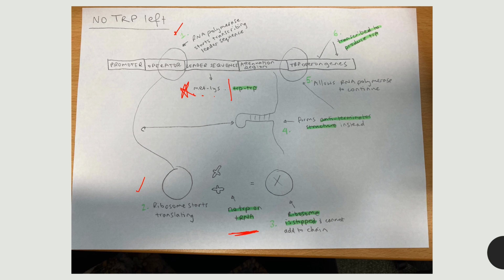So that means that RNA polymerase can continue on. This is the formation of this anti-termination structure, anti-attenuation structure, whatever you want to call it. This forms, which does not prevent RNA polymerase from continuing on. It stops the ribosome, but it does not stop RNA polymerase, which means that it continues on its merry way and transcribes the trp genes, and therefore tryptophan is transcribed, translated and produced. If you've got any questions, bring them to class and I will see you there.